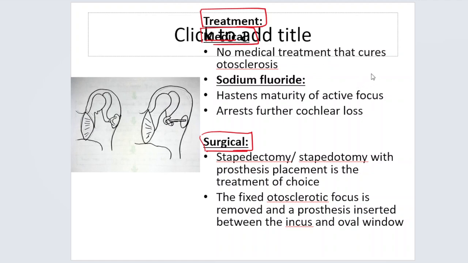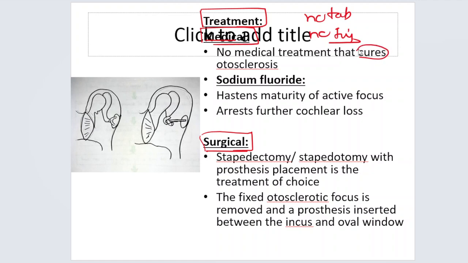Why? Because it is a spongy bone coming from the immature cellulose, and it keeps on growing onto the stapes foot plate, causing stapes fixation progressively. So there is nothing that you can really do to stop its growth. There is no medical treatment. You don't have any tablets, and there are no injections to stop this problem.